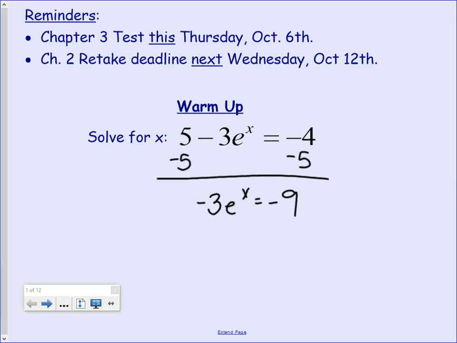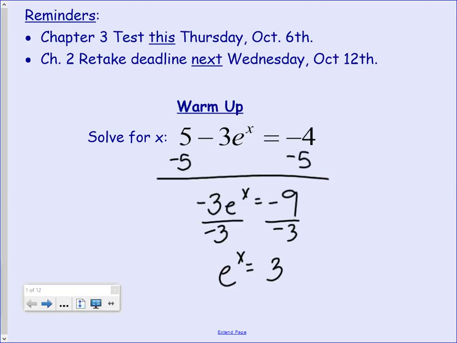Taylor, what might you do next? Yeah, we want to get the base raised to the exponent, the e to the x, all by itself. So we're going to divide by negative 3. So we get e to the x equals now a positive 3. And our last step, we want to solve e to the x equals 3.